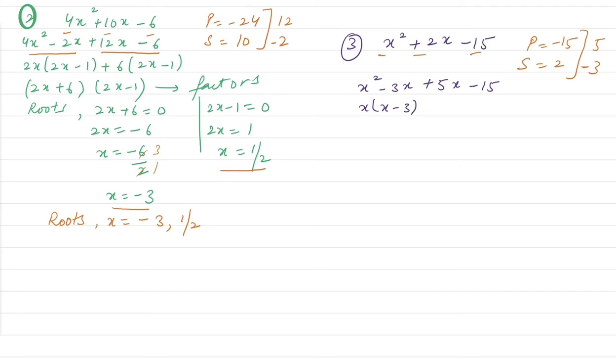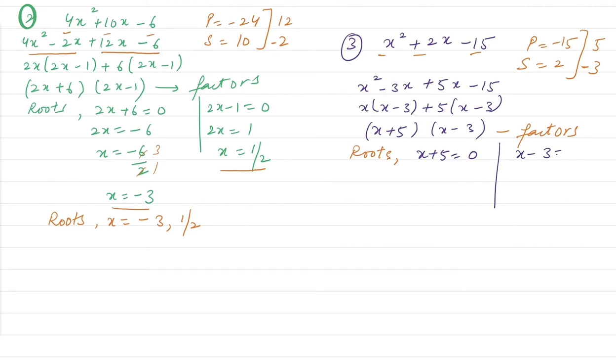Now take common from the first two terms and the last two terms. We can take x common from the first two terms, left inside x minus 3, and plus 5 left inside x minus 3. Now take x minus 3 common. We are left with x plus 5 and x minus 3. So these are the factors of the quadratic equation. Now we need to find the roots. For finding the roots, equate x plus 5 equal to 0 and on the other side x minus 3 equal to 0. So x will be equal to minus 5 and x will be equal to 3. So therefore x equals minus 5 and 3 are the roots of this quadratic equation.